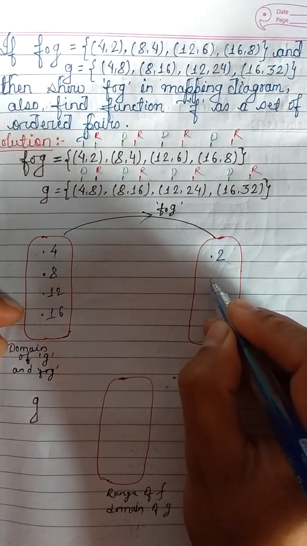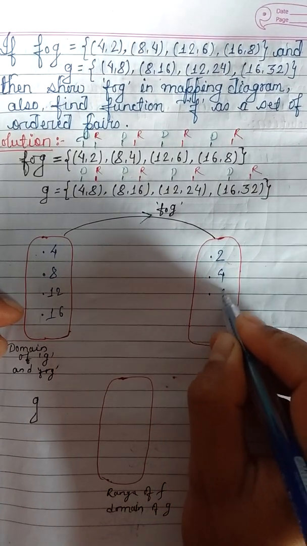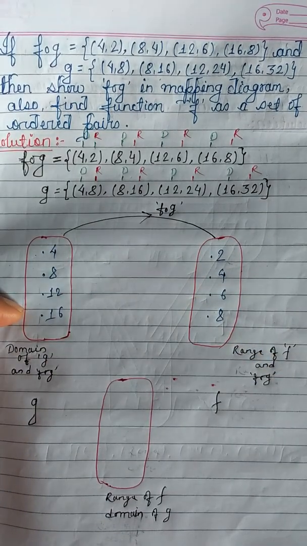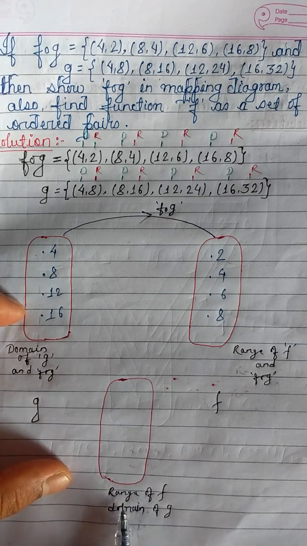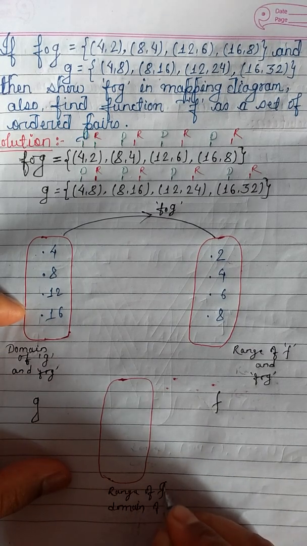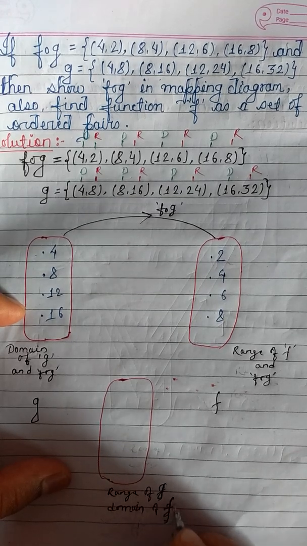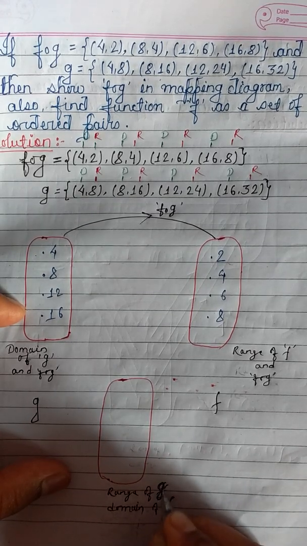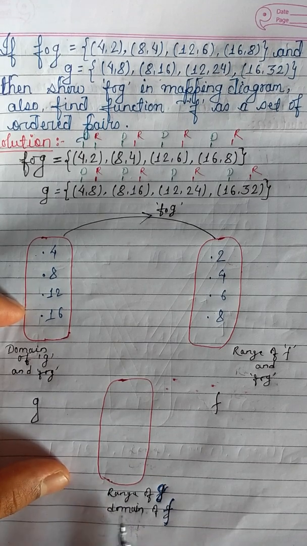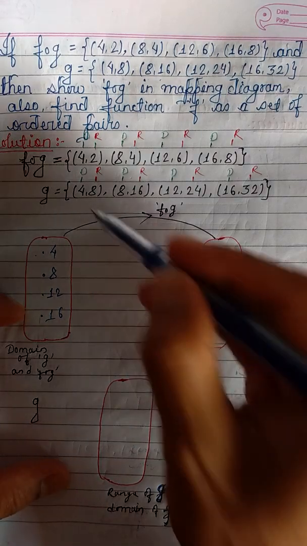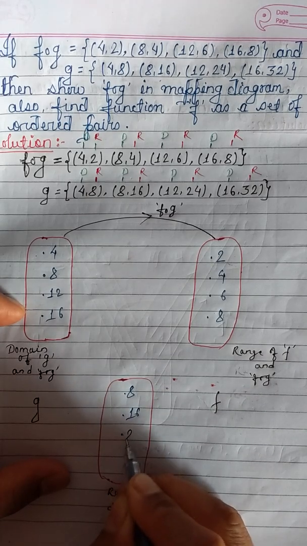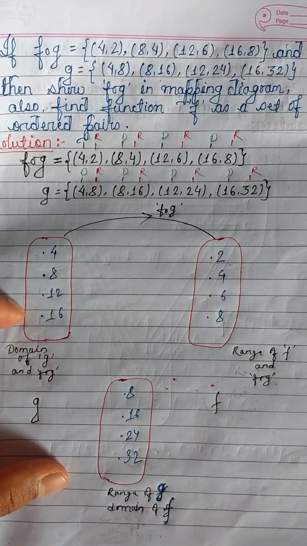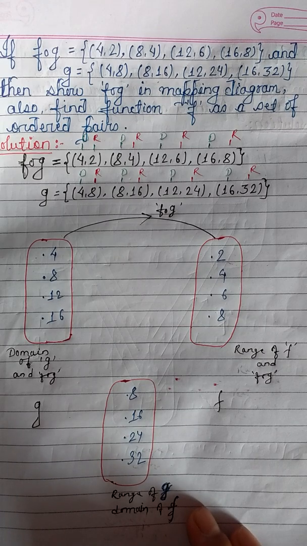It is 2, similarly 4, 6 and 8. These are the range of f of g. Now we have the range of g, and the domain of f. Do we have the range of g or the domain of f? We don't have the domain of f, but we have the range of g, and the range of g is 8, 16, 24 and 32. Now we can easily draw the lines.